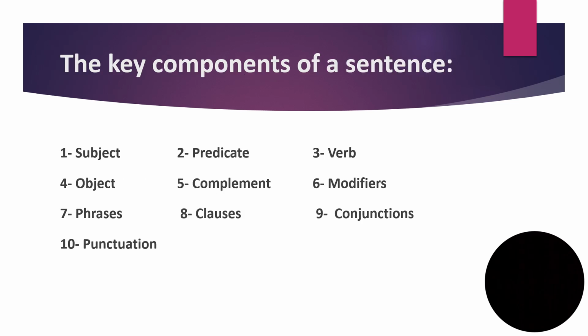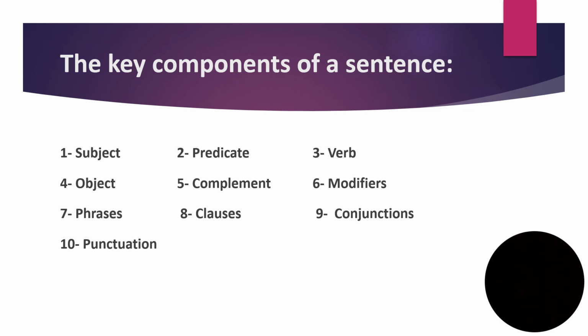The first component of a sentence is, of course, the subject. Now, what do we mean by a subject? Subject is mainly the person, place, thing, or idea that the sentence is about. It is a word that tells who or what the sentence is about. Subjects, of course, are nouns or pronouns.